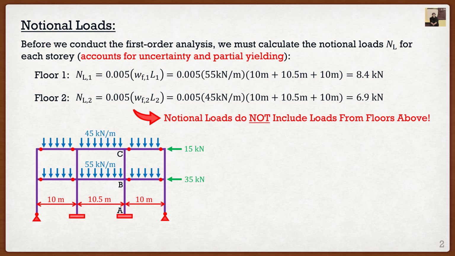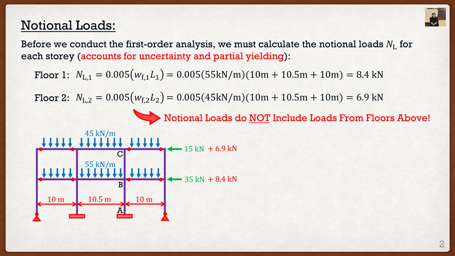So now that we've calculated the notional loads, we are going to take them and add them to the lateral loads on our structure. So again, for the first floor, we have a notional load of 8.4 kilonewtons, and I'm going to add that to the 35 kilonewtons. Same thing for floor number 2. I calculated my notional load as 6.9 kilonewtons. I'm going to add that to the second story.